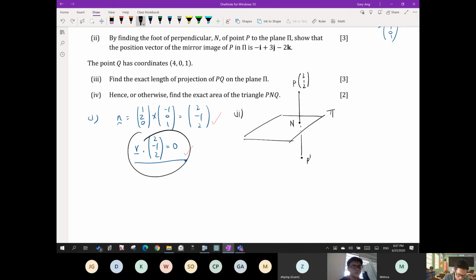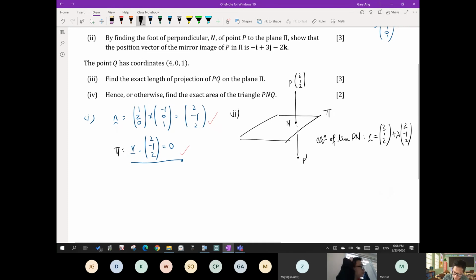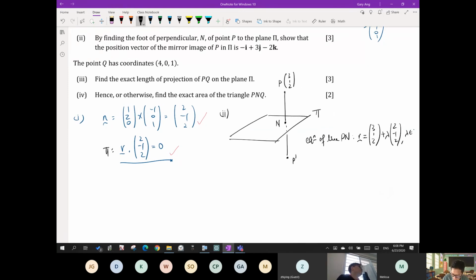So good. The equation of plane, you have. There you go. That's the equation of plane. How about the equation of line? Don't have. How to find? Well, what do you need to find equation of line? You need a point and direction. So equation of line PN will be r is equal to point plus lambda, no space. What is the direction? Direction must be normal, right? Okay, here we go. Lambda real numbers. That's the equation of the line, the vertical line there.